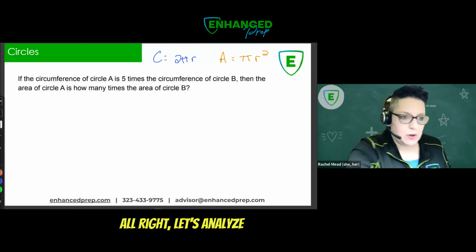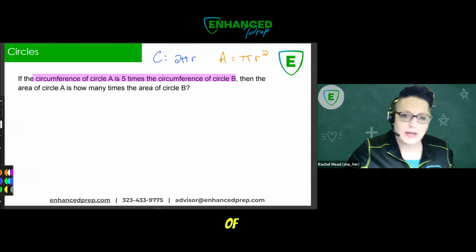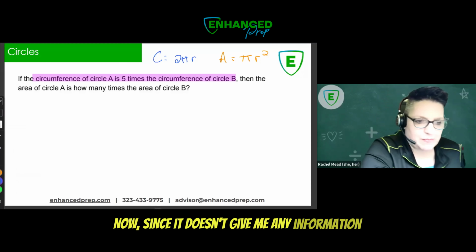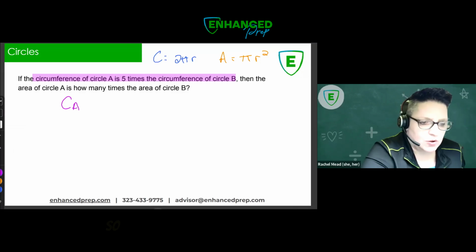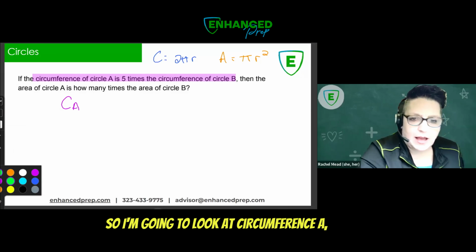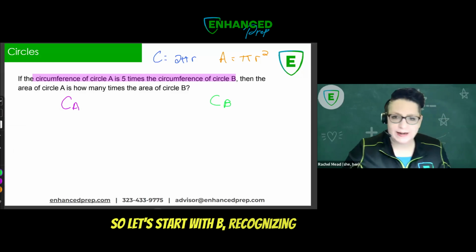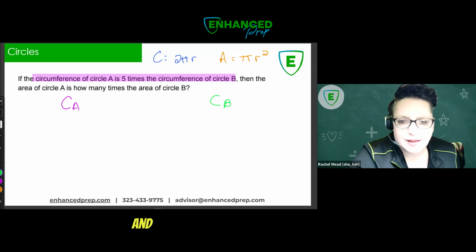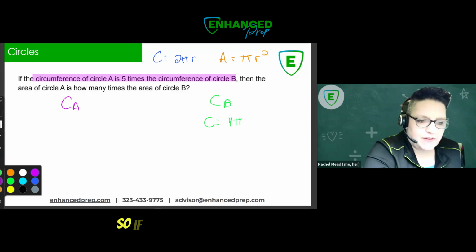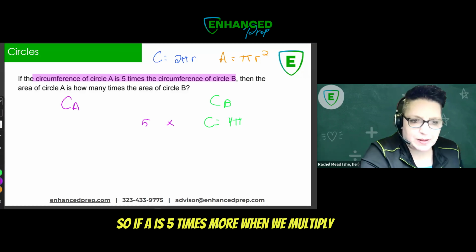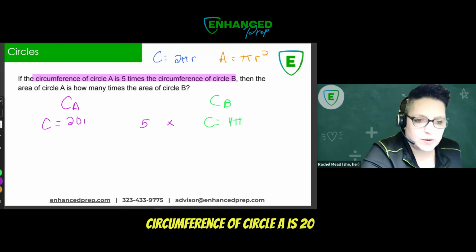All right, let's analyze what we have in our question. Circumference of A is 5 times the circumference of B. Now, since it doesn't give me any information about either of these, I need to plug in my own numbers to help me keep this straight. So I'm going to look at circumference A, and I'm also going to look at the circumference of B. So let's start with B, recognizing that it's the smaller one. And let's pretend for a minute that the circumference of B is 4 pi. So if A is 5 times more, when we multiply by 5 over here, that's going to tell us that the circumference of circle A is 20 pi.